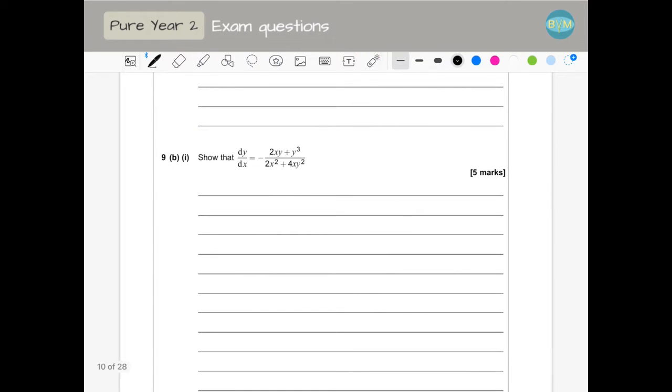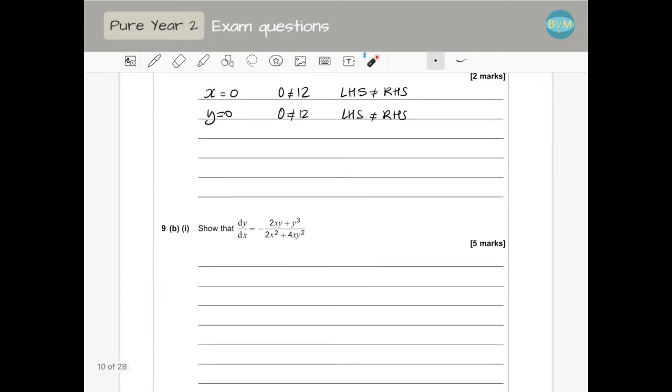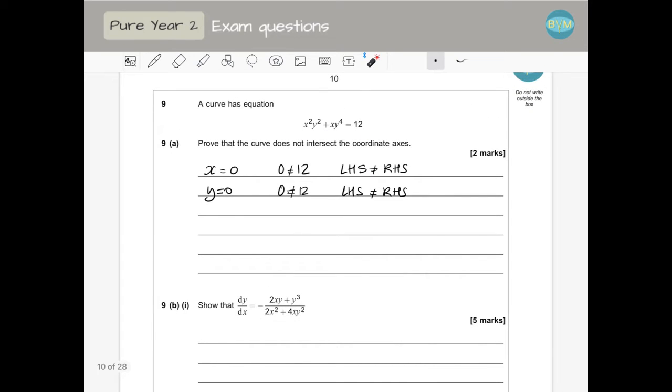That's the first part. Then show that the derivative of y with respect to x is this expression here. To differentiate this function, as we have the x and the y quite mixed and it's not easy to make one of them the subject, we are going to use implicit differentiation. We have two functions here, so we are going to use the product rule for this bit and this bit. To use the product rule, I'm going to differentiate this one, multiply by this one.